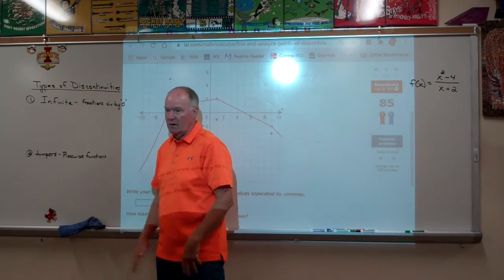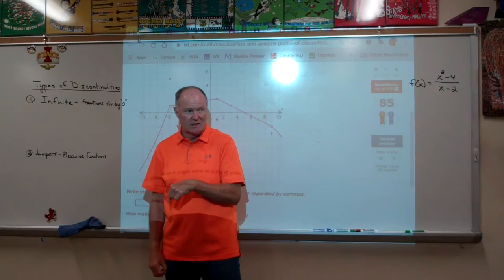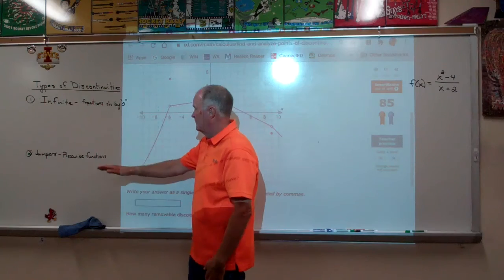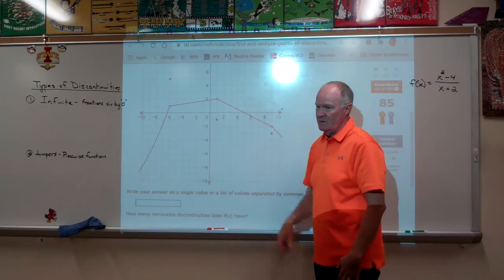The other ones we're going to call jumpers. They come from piecewise functions. We'll get to those in I6 here in a minute. But that's where this kind of stuff possibly might come into play with these piecewise ones.